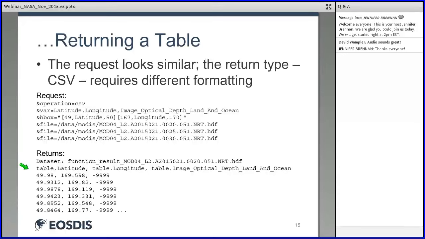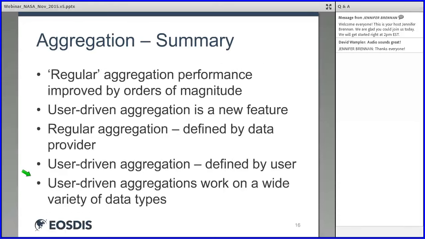What you get back is not a zip file that you then open up and find .netcdf files inside of, but instead you get a table of values. These are the latitudes and longitudes, and these are actually no data markers, because that's how it works out: the first few lines are no data in this example.